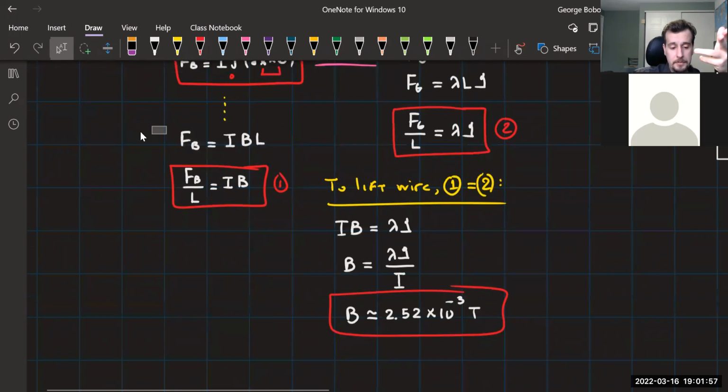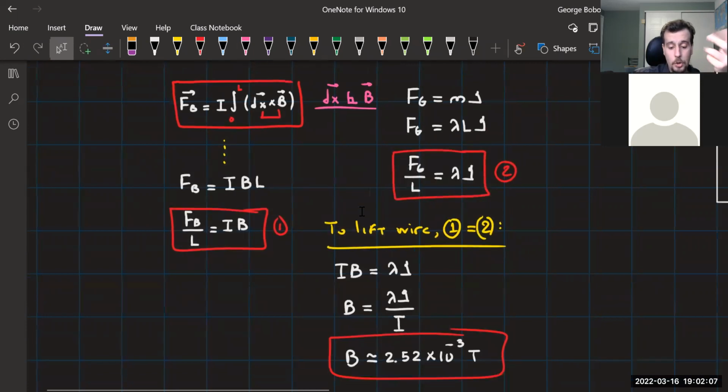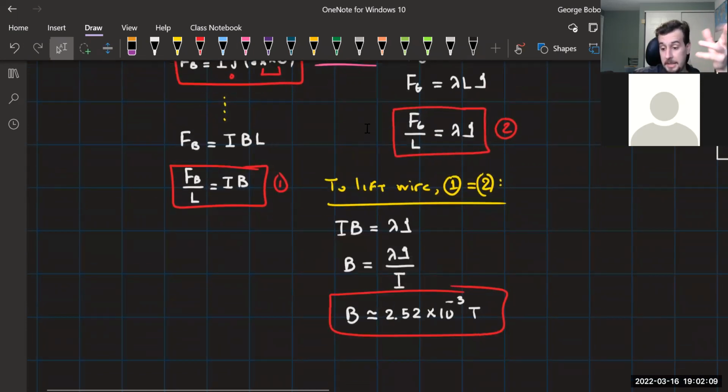We dumbed down the integral because these are perpendicular. We got this. Then we divided both sides by L. Did the same for gravity, used the linear mass density and then divided both sides by the length. Equated the forces per unit length and solved for B. And that's it. Makes sense. It didn't at first, but it does now. Exactly. So it's all good.